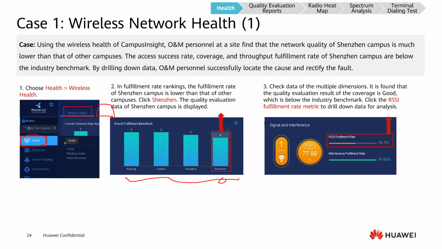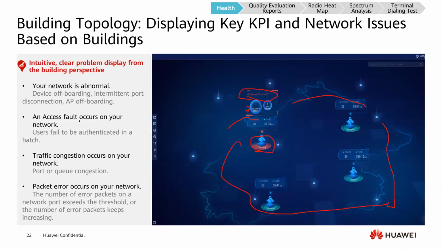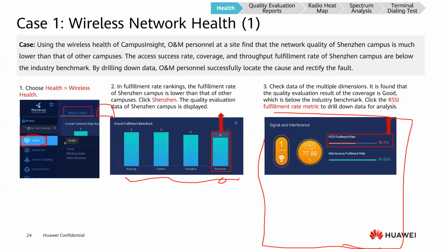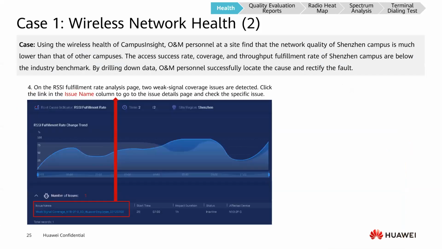And then you will find 5 kinds of metrics, like this: 1, 2, 3, 4. And for the signal and interference, you find that this metric is low, and it alarms you that there may be some problems. So you can click it to check the detailed information.